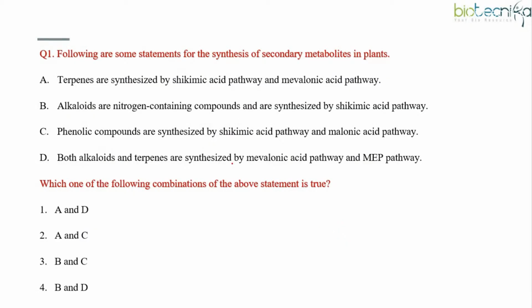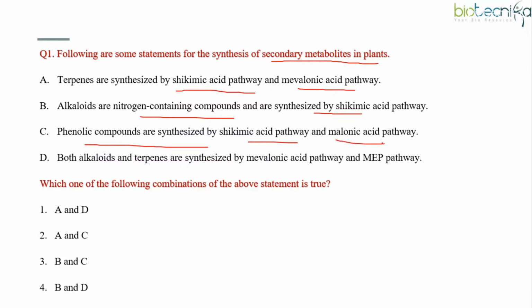Following are some statements regarding the synthesis of secondary metabolites in plants. Terpenes are synthesized by shikimic acid pathway and mevalonic acid pathway. Alkaloids are nitrogen containing compounds synthesized by shikimic acid pathway. Phenolic compounds are synthesized by shikimic acid and malonic acid pathway. Both alkaloids and terpenes are synthesized by mevalonic acid pathway and MEP pathway. Here you have to identify the correct combination of statements.